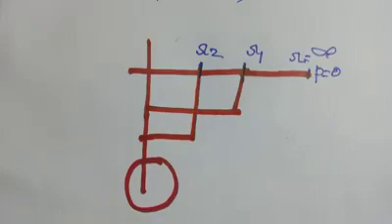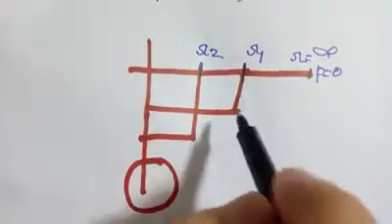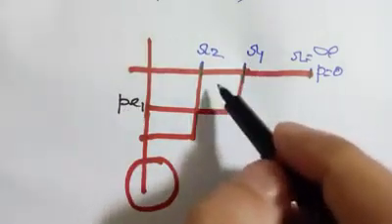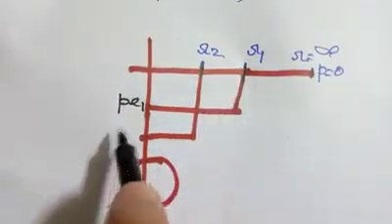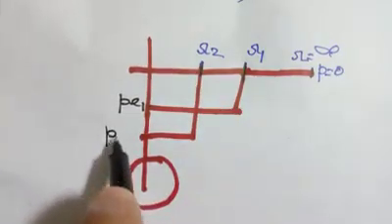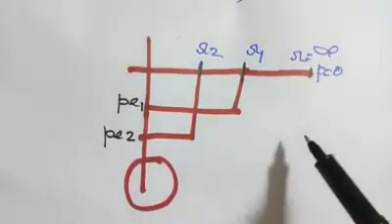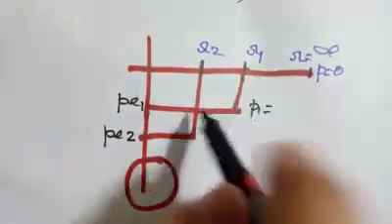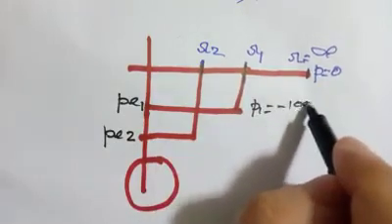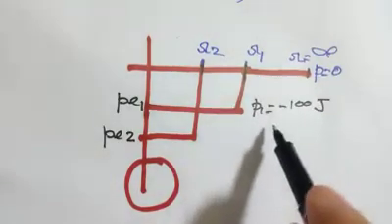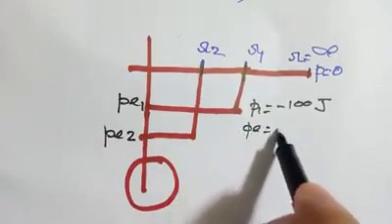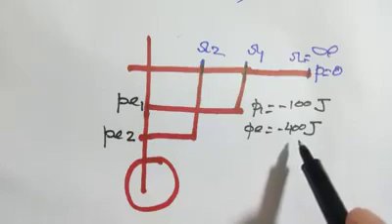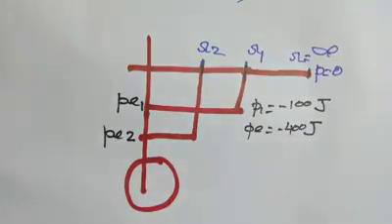So essentially what it would lead to is that this one, R1, we call it PE1, potential energy from R1, and this part we call potential energy 2, from R2. Now, for example, we take the potential energy at point 1 to be minus 100 joules, and the potential energy at point 2 we take as minus 400 joules.